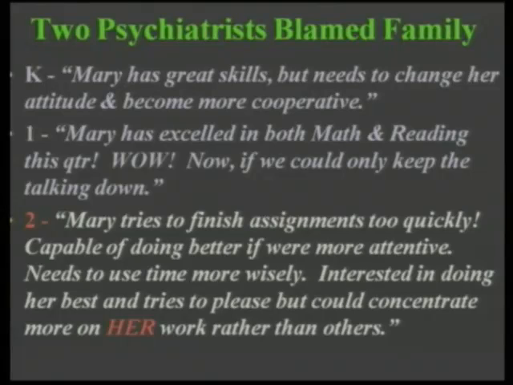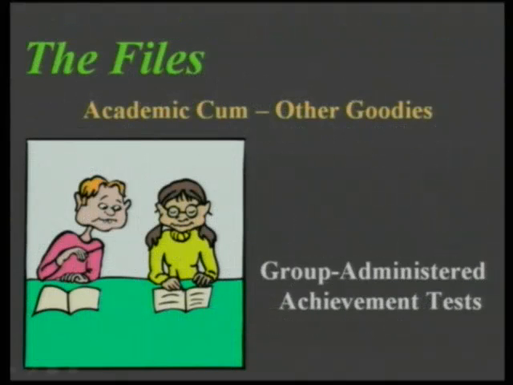Mary tries to finish assignments too quickly, capable of doing better if we're more attentive, needs to use more time wisely, interested in doing her best and tries to please, but could concentrate more on her work rather than others. And so they missed it, and they blamed the family. Families are always blamed. It's really terrible. Anyway, I love group achievement scores.